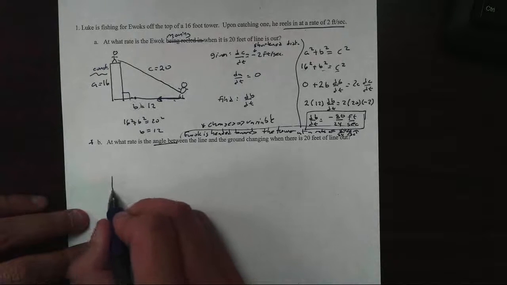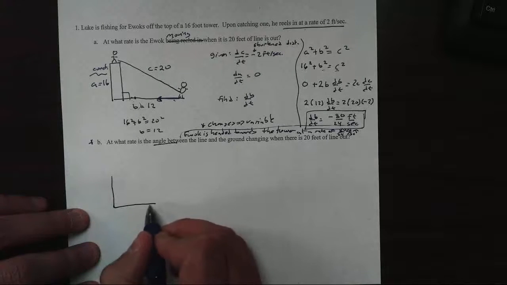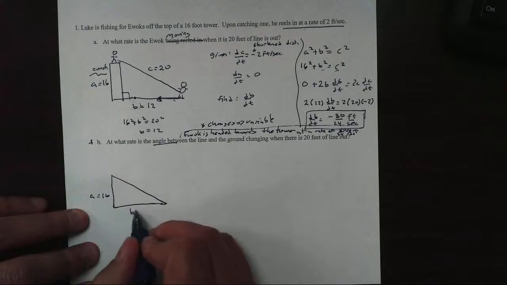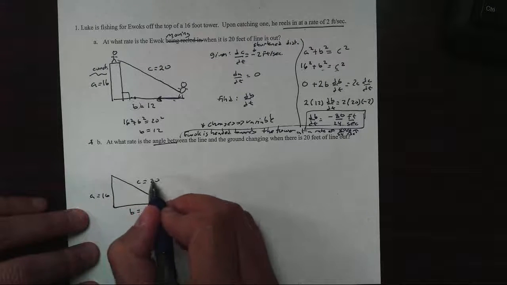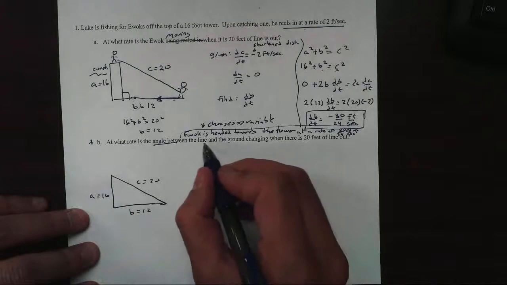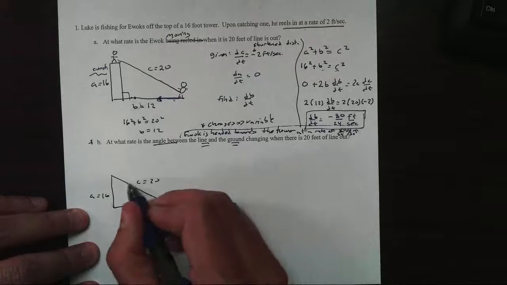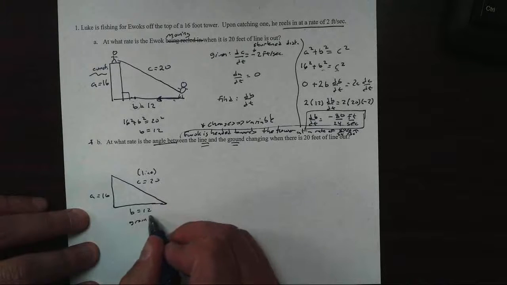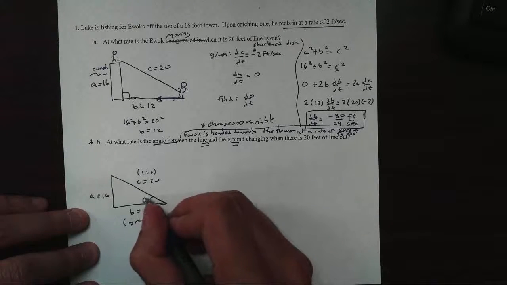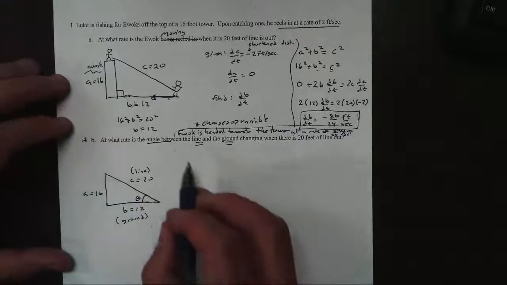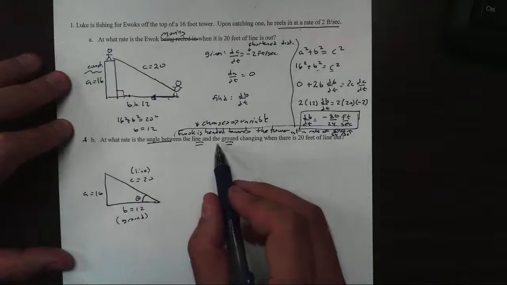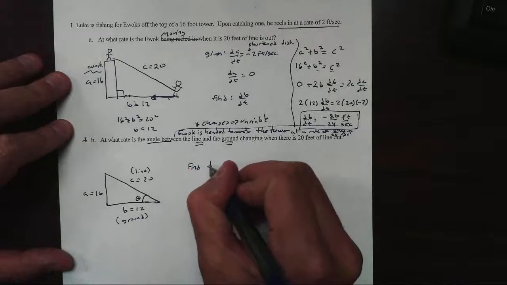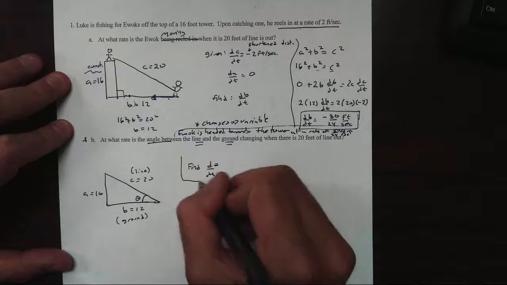So if I draw this picture again, now I'm just going to use the right triangle this time. We have A, which we know is 16, B is 12, C is 20, but I want the angle between the line and the ground. There's the line. There's the ground. There's my angle, theta. We're looking for at what rate is the angle between the line and the ground changing when there's 20 feet of line. So we are asked to find d theta dt.